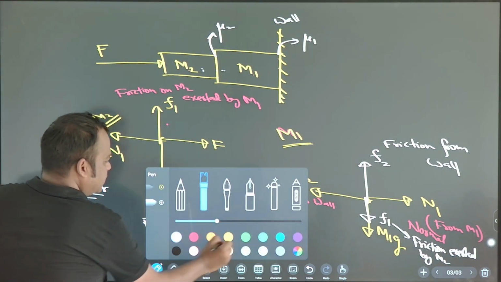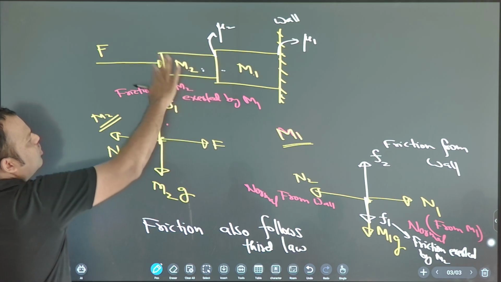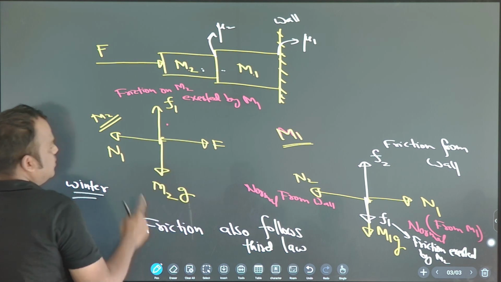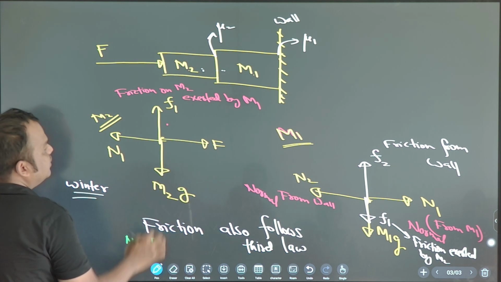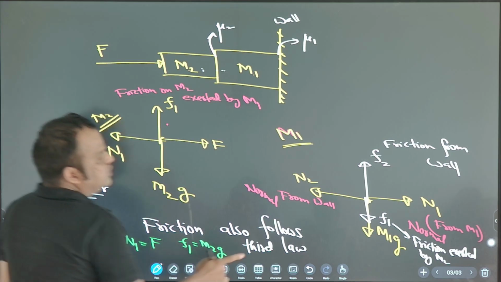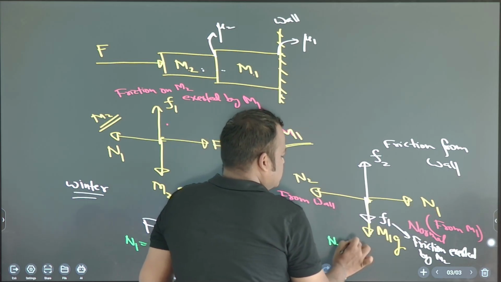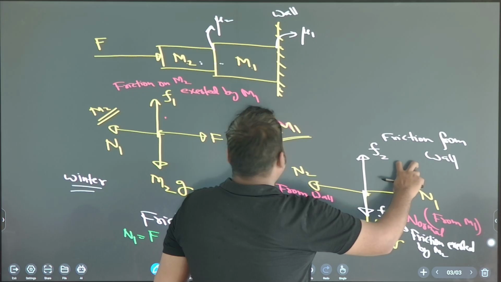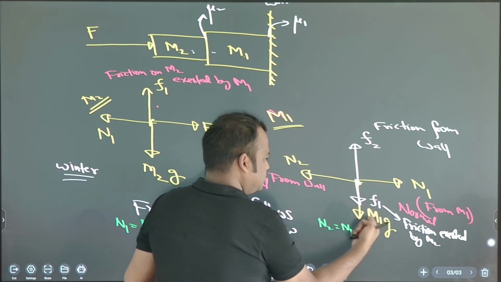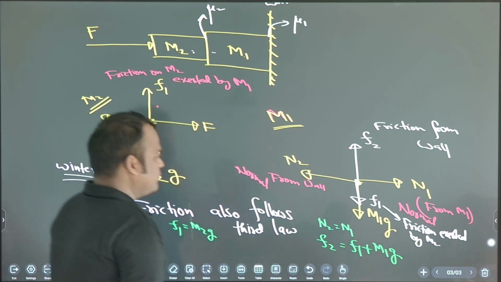So now what is the condition? What is the F1 value? Suppose the blocks are at rest. What is the condition? Tell me. What is F? N1. Correct. So N1 is equal to F and F1 is equal to M2g. Similarly, N2 and N1 are equal, so N2 is equal to N1. And what is the relation among these three? F2 is equal to F1 plus M1g. Note down. So copy this.